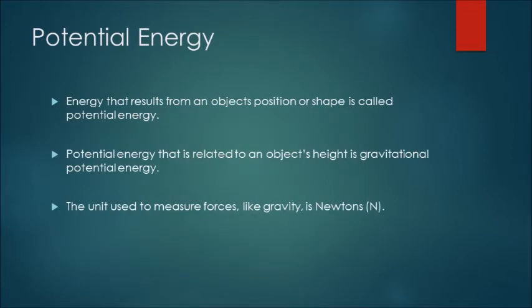So potential energy. Energy that results from an object's position or its shape is called potential energy. Potential energy that is related to an object's height is gravitational potential energy. And gravity is a force, and the unit that we use to measure forces is newtons. And we abbreviate newtons with a capital N. Okay, newtons comes from Isaac Newton, who kind of was the first major person to theorize gravity.